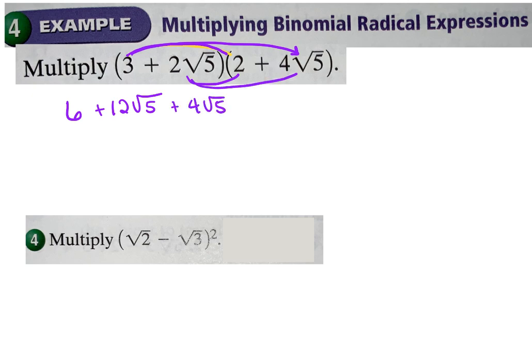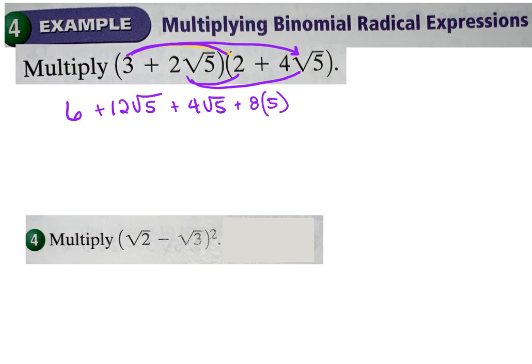And then 2 square root of 5 times 4 square root of 5. 2 times 4 is going to give me 8. And what is the square root of 5 times the square root of 5? Just 5. So that's going to become 40. All right, so just pay attention when you have square root times square root. They sometimes completely simplify out.